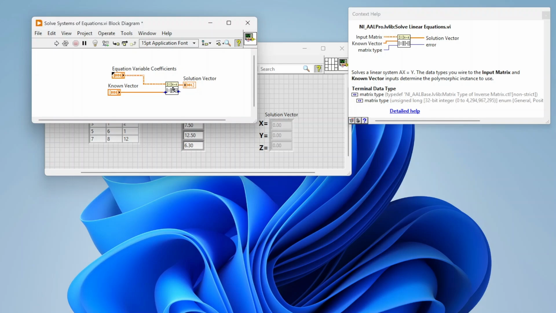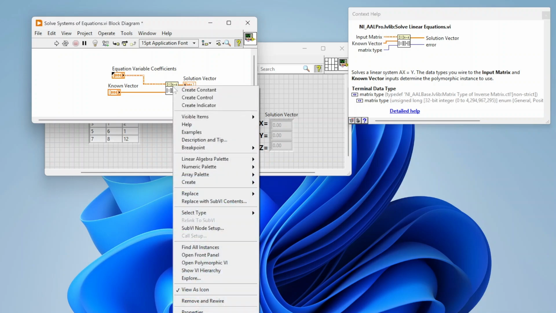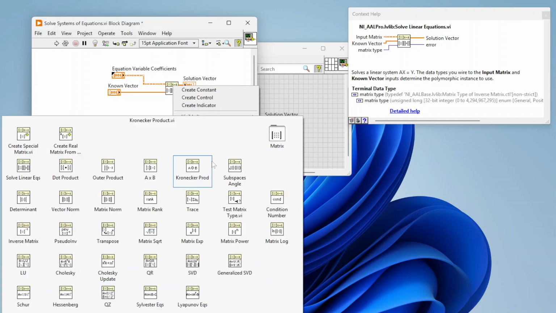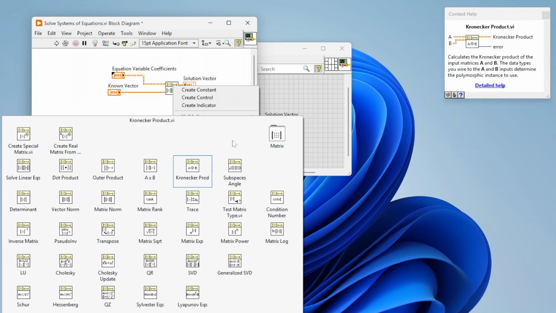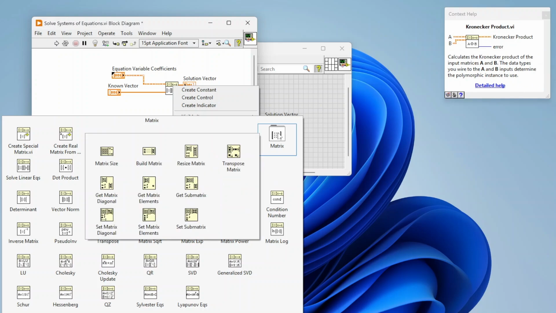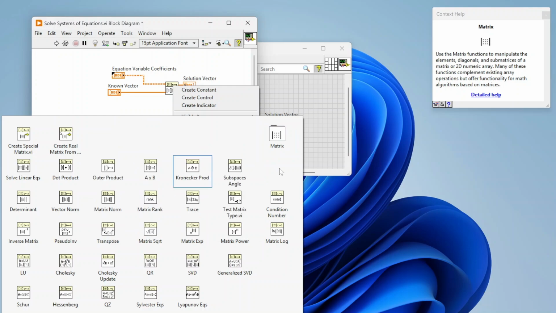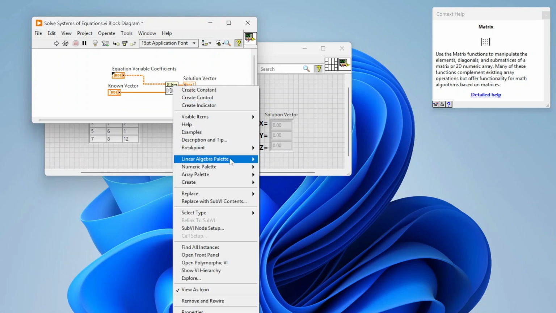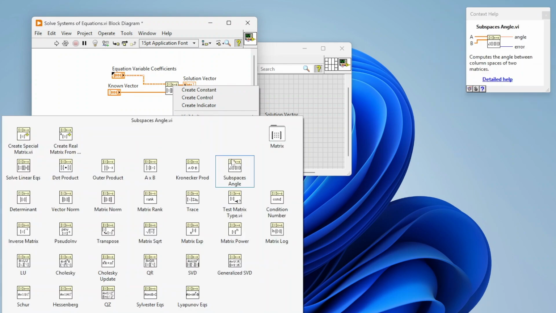So I had the question, how do I solve systems of equations? I kind of went down the rabbit hole of trying to write something myself that would do it. And then I realized there's a function already in LabVIEW that does it. So this is how you do that. Again, this function is specific to linear equations, but you can do all other sorts of stuff too. Just take a look in the linear algebra palette. This is where I found these.